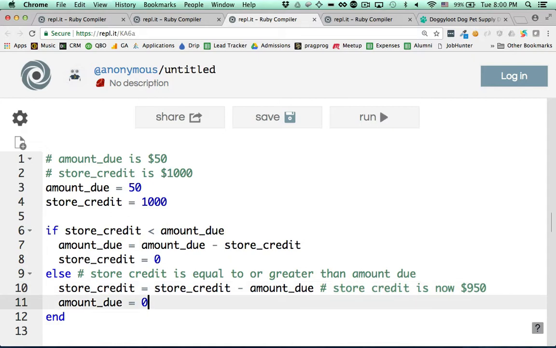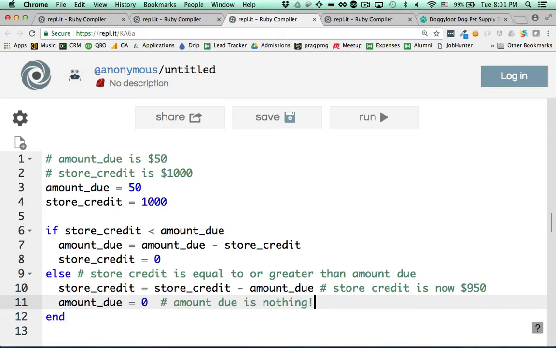But since I paid for this whole thing in store credit, my amount due is now 0, right? At least on my credit card, right? I reduced my Doggy Loot dollars, but I don't have to pay anything on my credit card. Does that make sense? This is perhaps the first realistic scenario you encountered tonight where conditionals are used in real life.